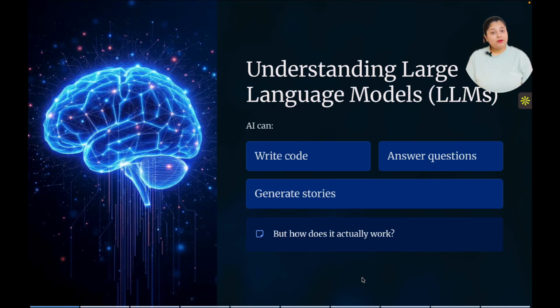You have probably seen AI tools like ChatGPT writing code, answering questions, and generating stories. But have you ever wondered how does it know what to say? Is it thinking like a human or is it just guessing? In this video, we are going to break it down in the simplest way possible, no complicated jargon. By the end of the video, you will understand how AI generates text.